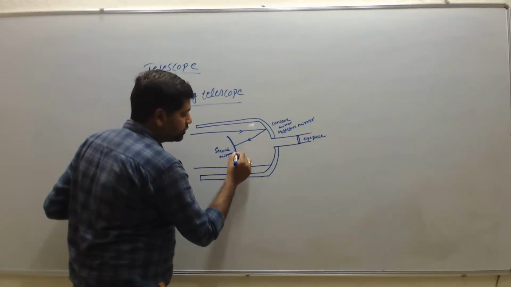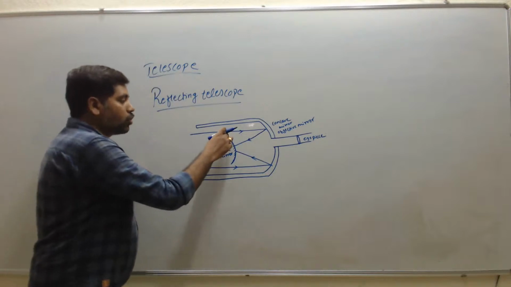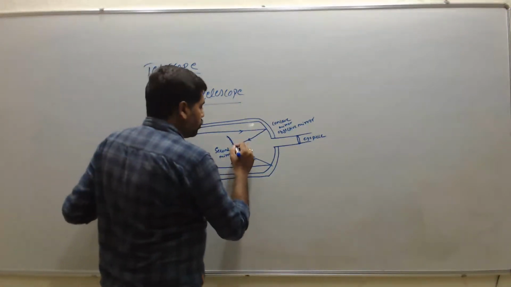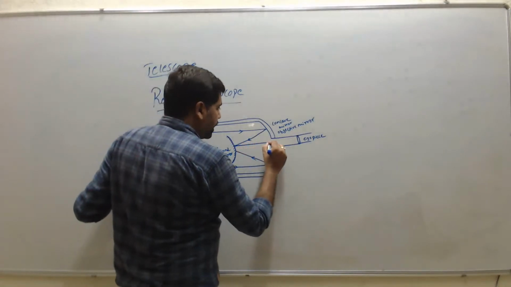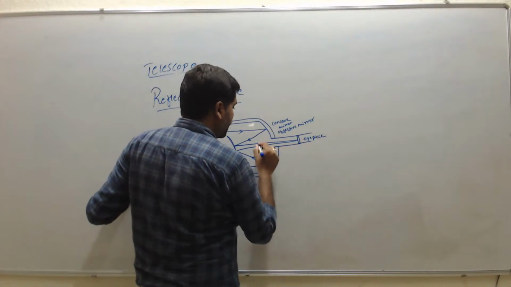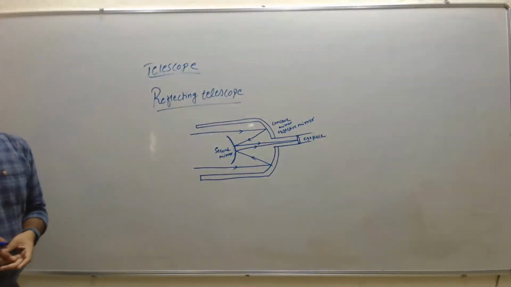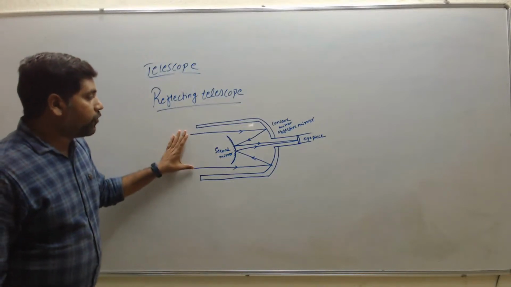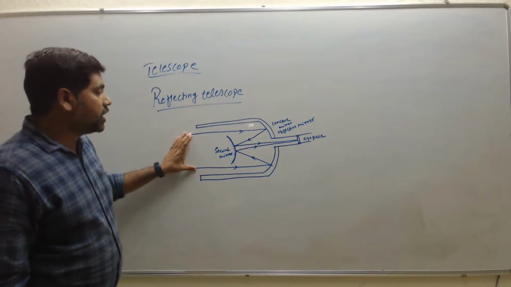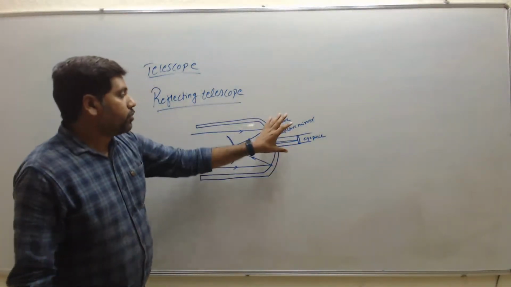We place one secondary mirror, that is a convex mirror. After incident on the convex mirror, the rays are reflecting and meet at the eyepiece like this. So first the rays are coming from a larger distance. These are the incident rays. These incident rays fall onto the concave mirror.